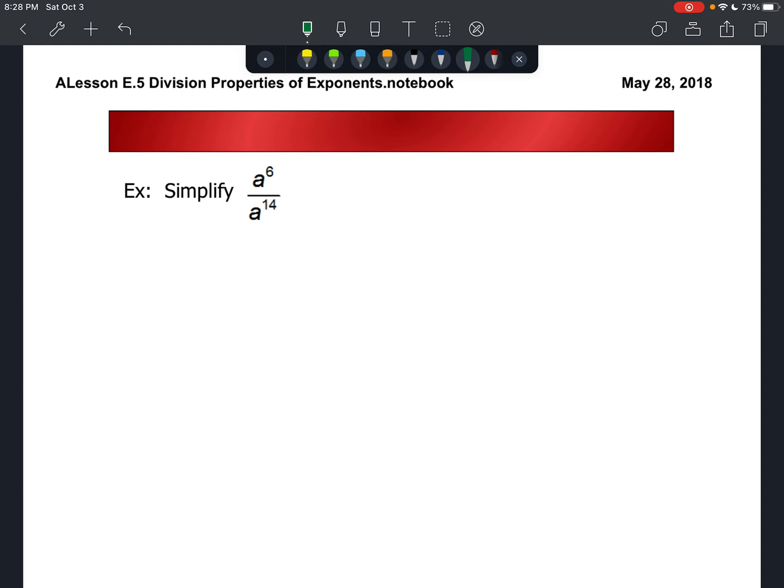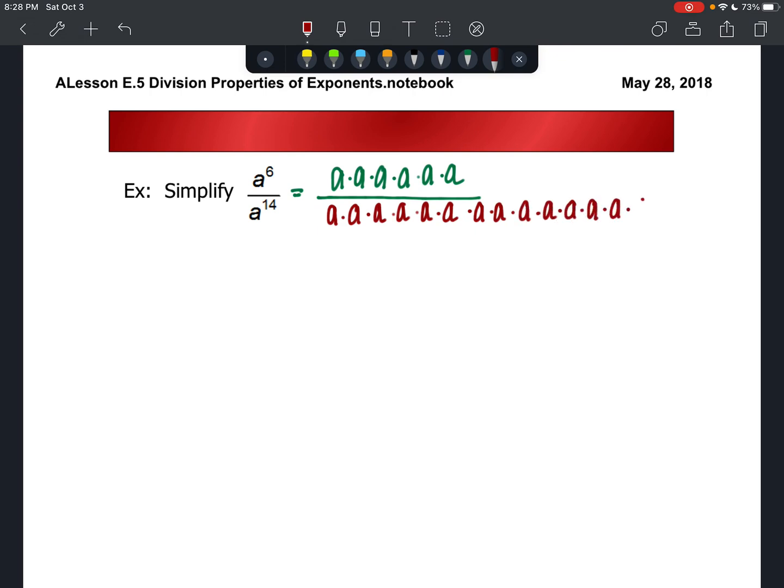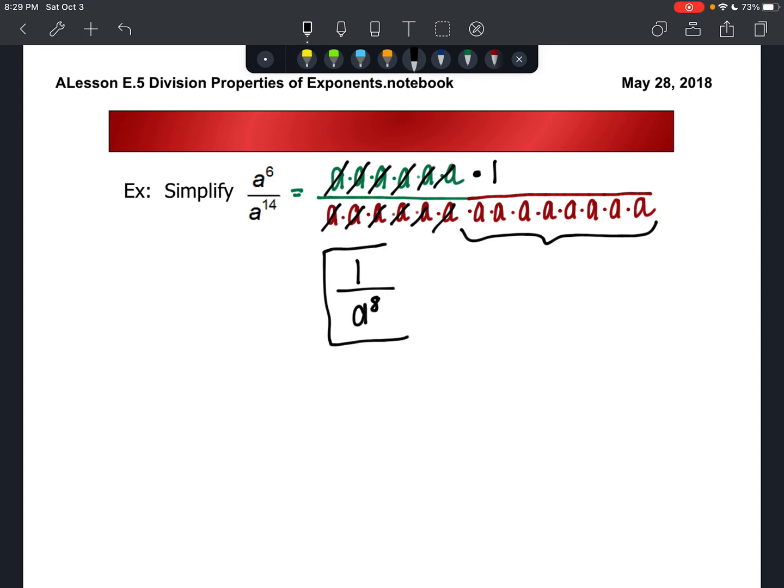So let's practice. A to the 6th over a to the 14th. I'm going to have 6 a's in the numerator, and in the denominator I'm going to have 14. That is a lot of a's. Now I'm going to cancel all the 6 that are in the numerator. I'm going to cancel all of those out, leaving me a 1. And then how many do we have left over? Well, if I had 14 and 6 of them are gone, 14 minus 6 is 8. So 1 over a to the 8th power.